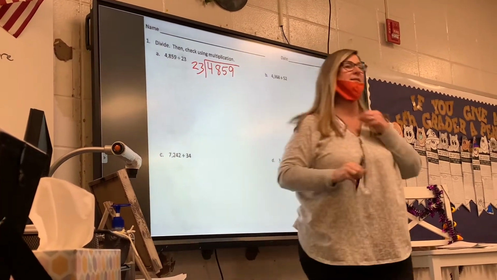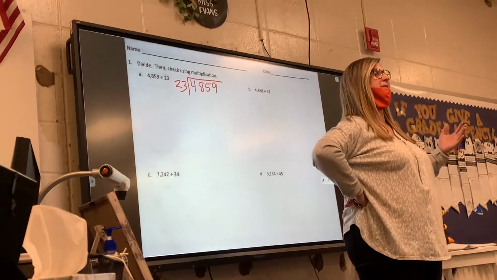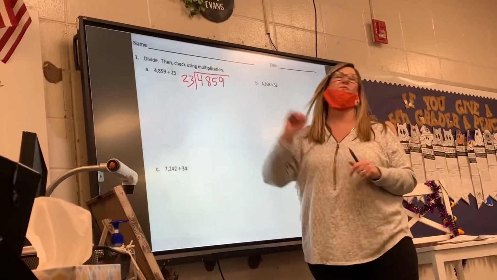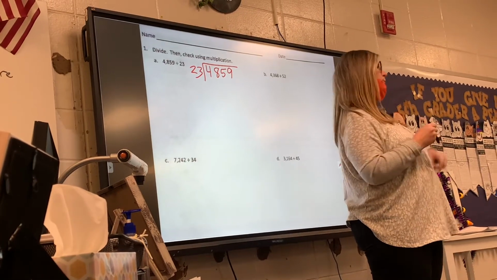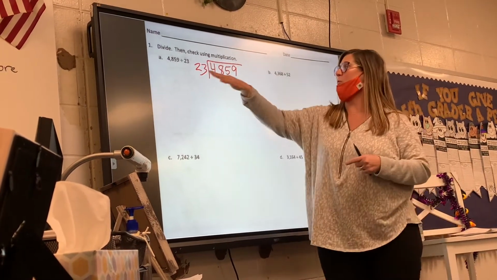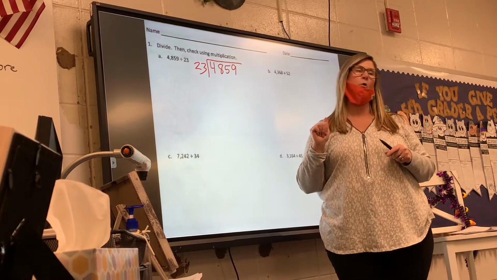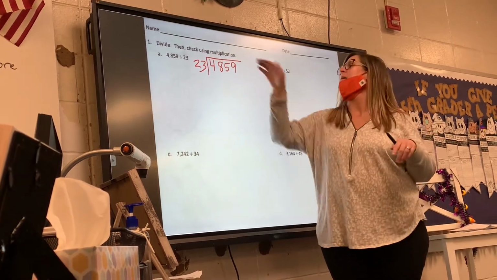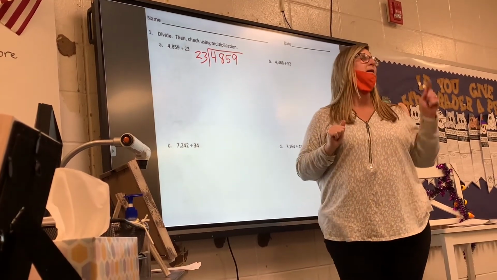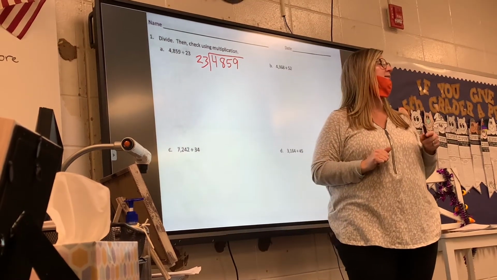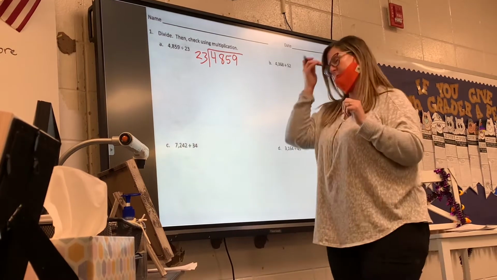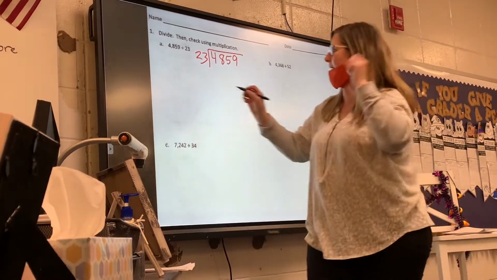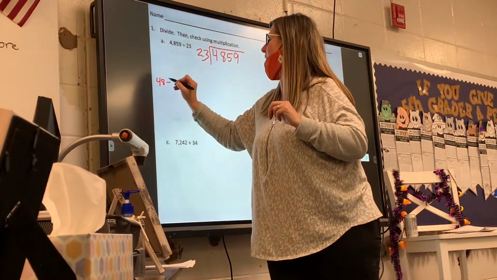Right, okay, guys. So once again, I've got to decide, is 4,859 going to need to be decomposed or broken apart? Okay, so is 23 smaller than 4? No, so 23 can't go into 4. Is 23 smaller than 48? So can 23 go into 48? Yes. So what's my new division problem? 48. There we go. 48 divided by 23.